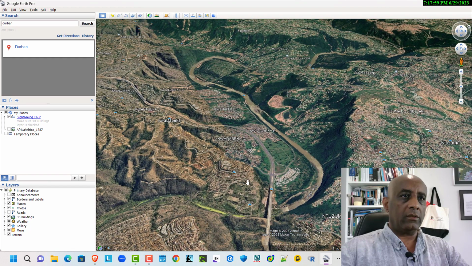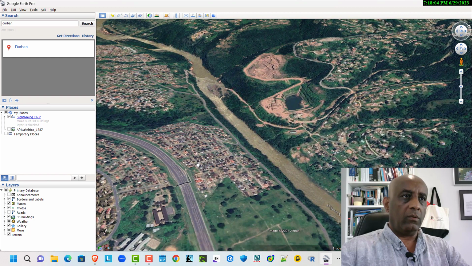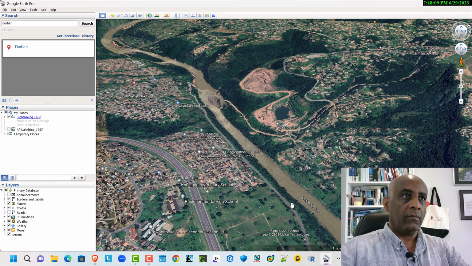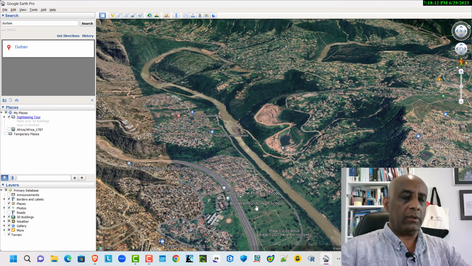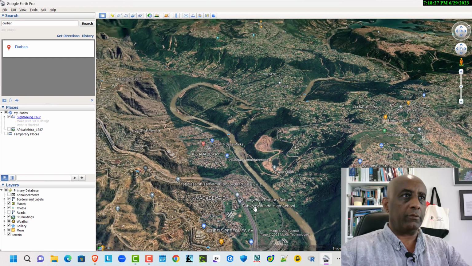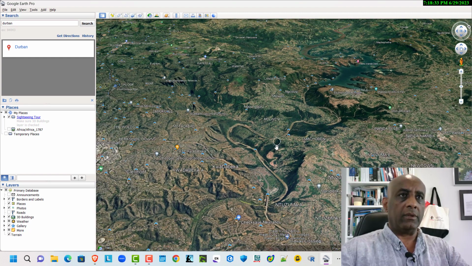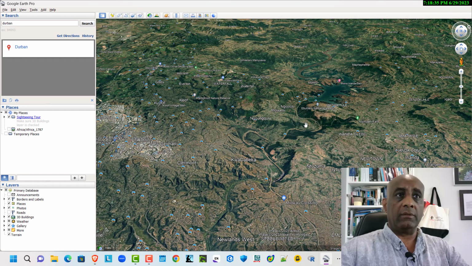You can see this gorge. People are still living here. Oh, people are living here. If the flood comes here, people must not live here. It should be protected by the law. The government has to move these people to other places. Otherwise, if flooding comes, it is dangerous. I don't know how people are living here.